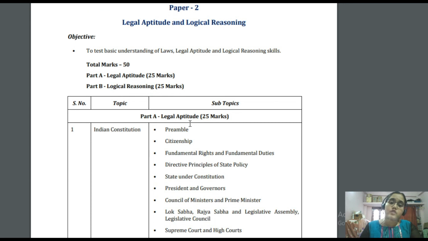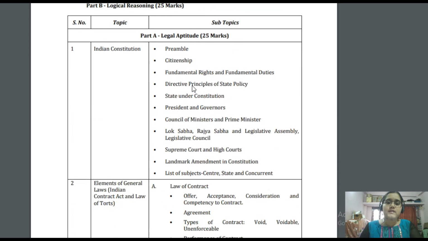Logical reasoning, friends, you have a lot of resources available in the market. Like many banking preparation exams or government exams, they will have logical reasoning, so you will get a lot of information and material for this paper. You need not worry about that, just google it, you will get a lot of materials and explanation, even YouTube links also. So what does legal aptitude have?